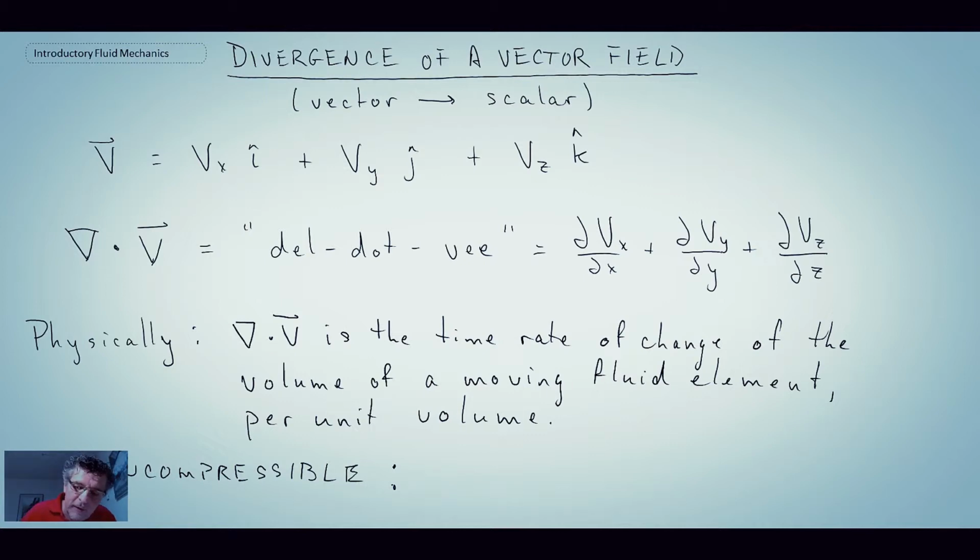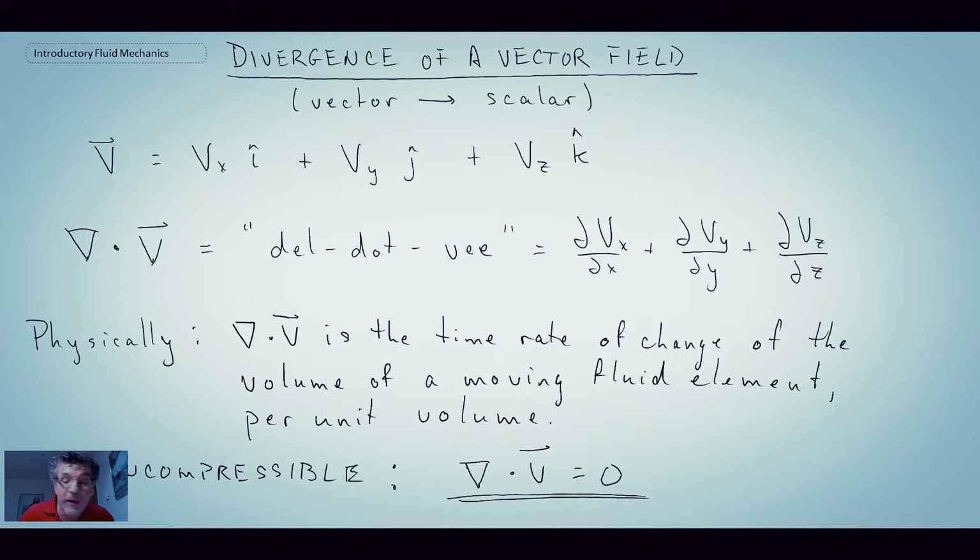And consequently, when we have incompressible flow, we always write del dot V equals 0. And that is something that you should memorize because you'll be using it quite often in fluid mechanics. So that is divergence of a vector field discussed in terms of the velocity vector for the vector field. It could be other vector fields as well.